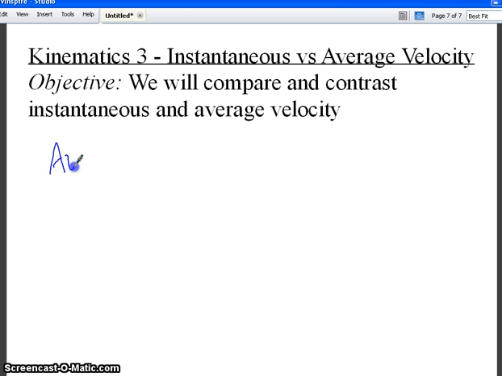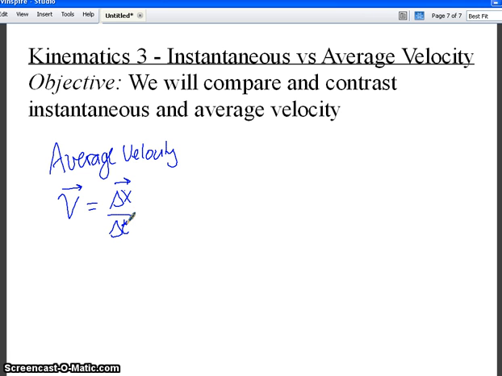So, average velocity. Well, average velocity is exactly what we defined it as. We can put a little vector arrow on it: it is the change in x over the change in t. It is the displacement over the elapsed time. So it is an average velocity.